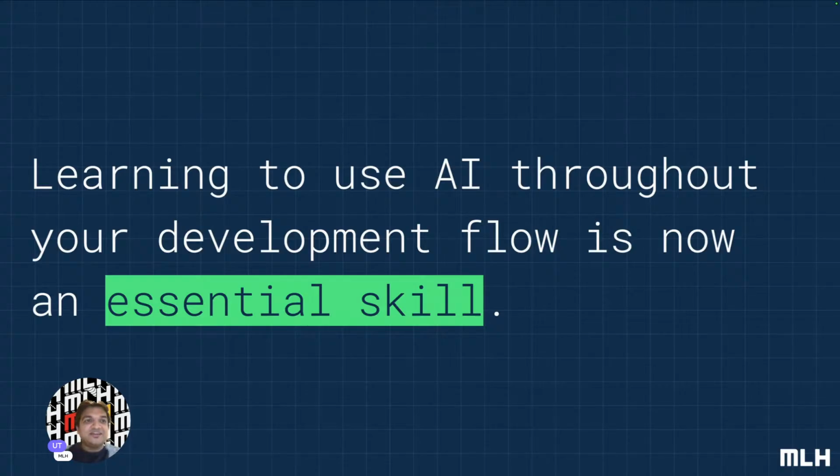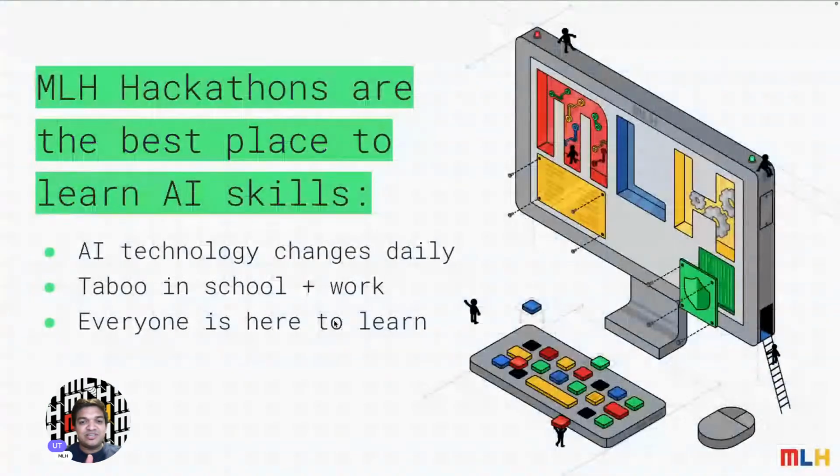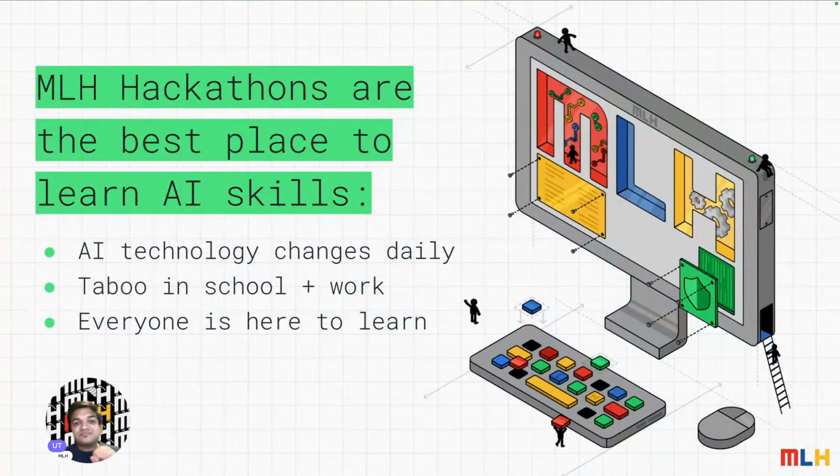Okay. And MLH hackathons are basically the best place to learn AI skills, because AI technology changes daily. We started with LLMs, which would have been trained on previous data. Then we went over to MCPs. Then we had a lot of imaging AIs, like let's say Nano Banana Pro, and different versions of it, so many. Every day you have something. You had video, images, and text is of course always there.